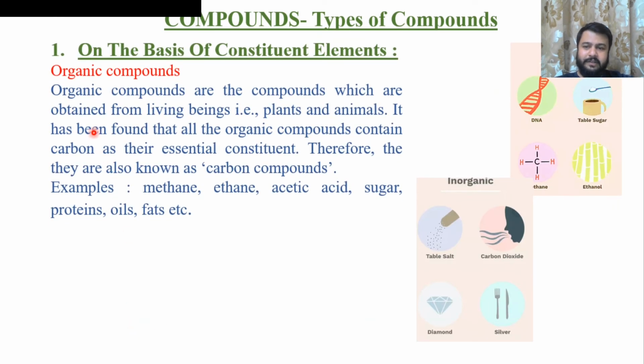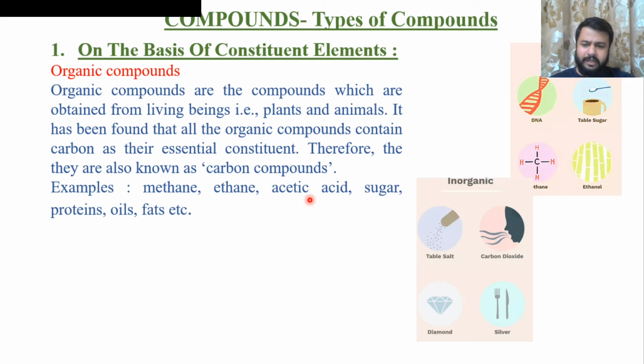The first one is the organic compound. Always remember, whenever you have the word organic, it means we are talking about carbon and its compounds. That is the one which is obtained from living beings, that is plants and animals. It has been found that each and every organic compound must have carbon as an essential constituent. So that's why they are also known as carbon compounds. Examples: methane, ethane, acetic acid, sugar, protein, oil, lipids, fat.